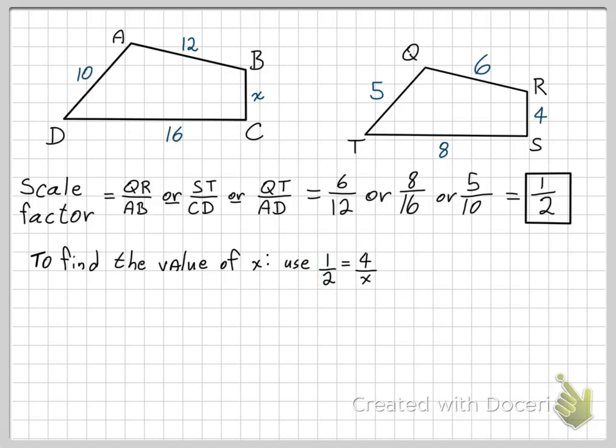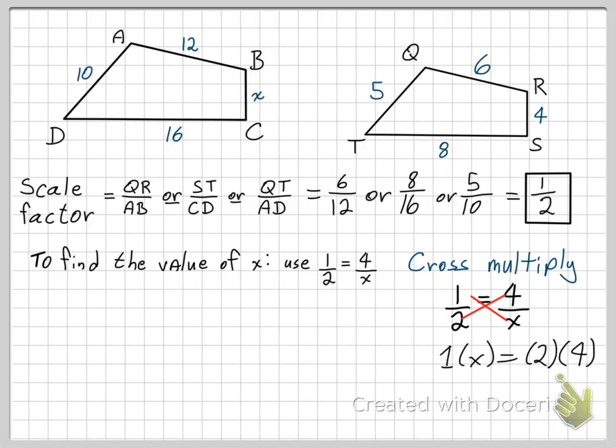Then you just solve for that. You do that by cross multiplying. So I would take 1/2 equals 4 over x and cross multiply. And so you get 1 times x is equal to 2 times 4. And so x equals 8.